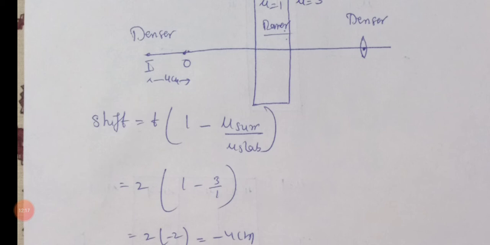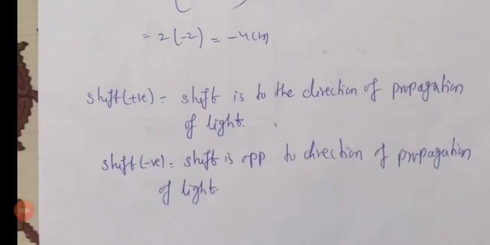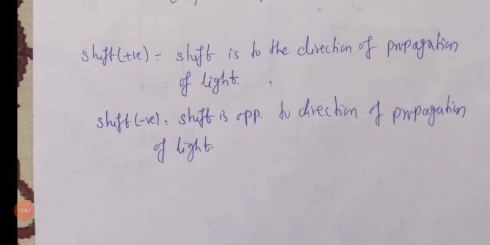So this is the case, student, when the light is traveling from denser to rarer, remember the image is shifted towards the opposite side of O. Meaning it is far away, the image becomes far away in this case, student. So this point you should remember.